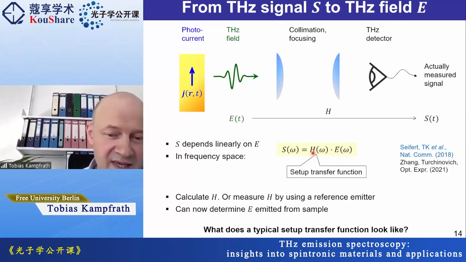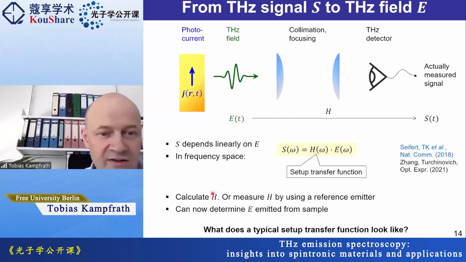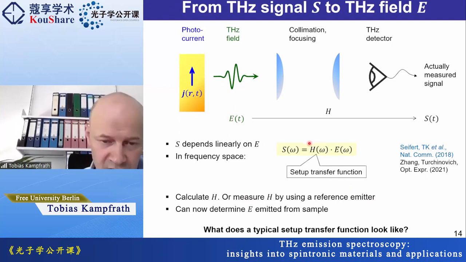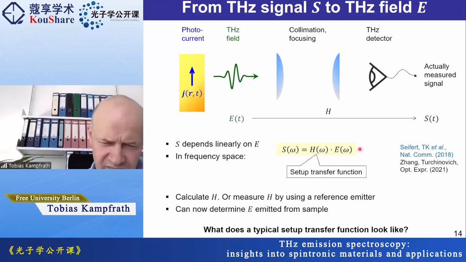The question is, how can we get this setup transfer function? There's basically two possibilities. You can calculate it, which means you have to calculate the propagation of your terahertz field. Or what is actually better, you can measure your transfer function by using a known reference emitter. So if you have a reference emitter, for which you know the induced electric field, you can use it to measure the signal and then solve this equation for the transfer function. And once you know H, we can easily solve for the electric field behind the sample. This is what we want to know.